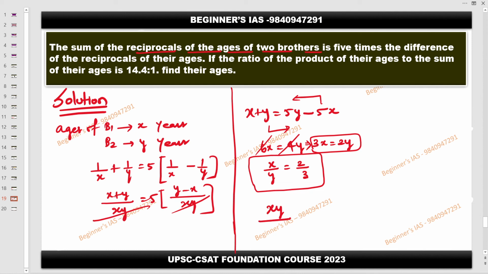So now the thing is the ratio of the product of the ages, product of the ages means xy, to the sum of the ages. So this is given. So please read the statement again. Surely we'll get the logic. So then simple. So here xy is equal to 14.4 into x plus y. Then you can substitute. Okay. So what are you substituting here?